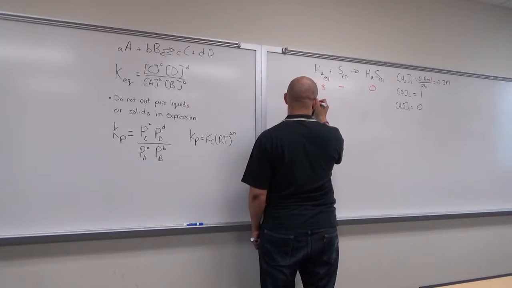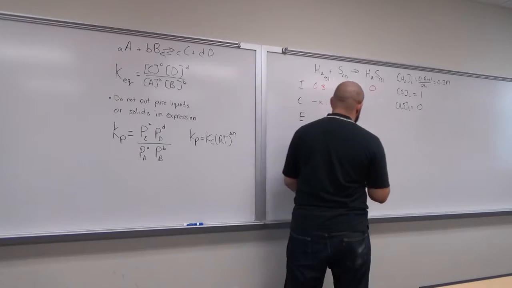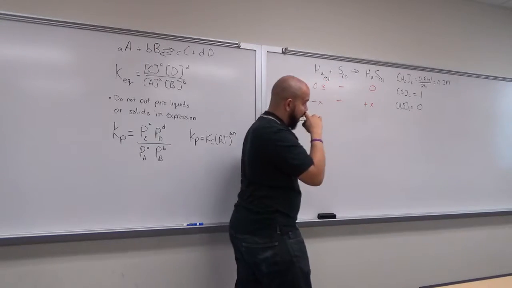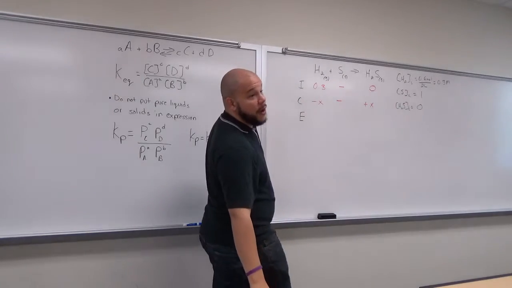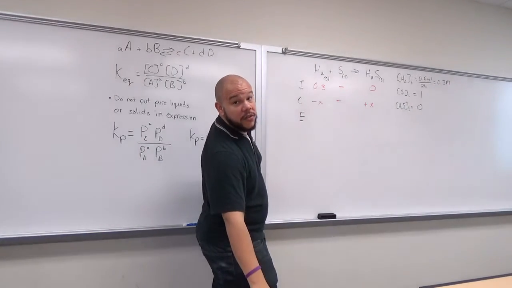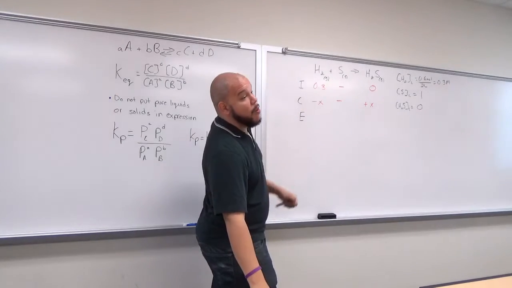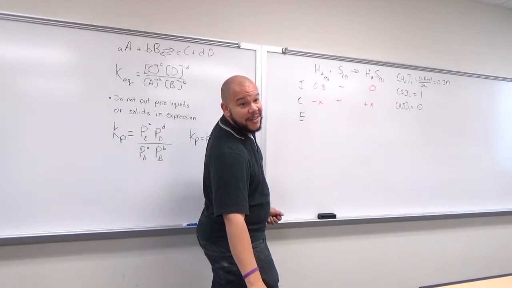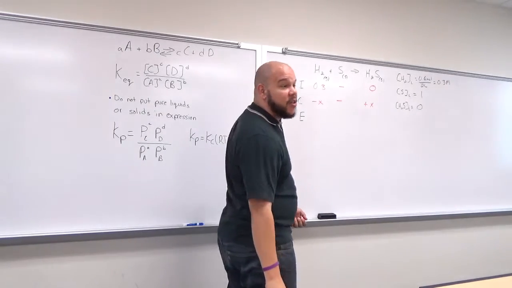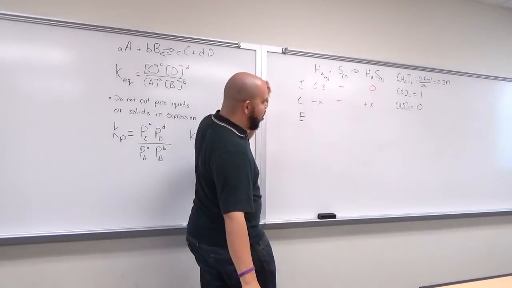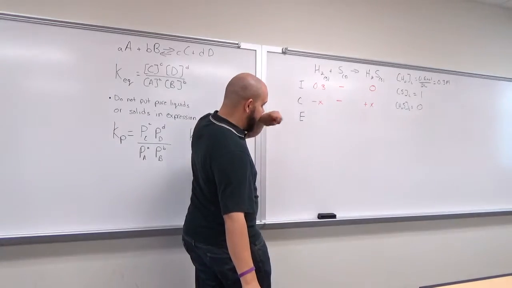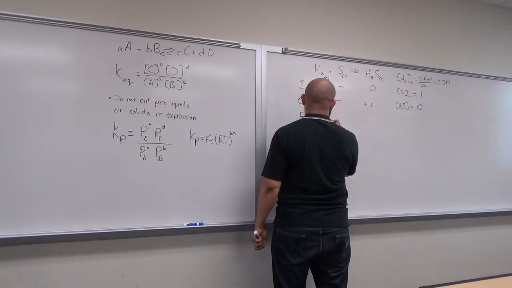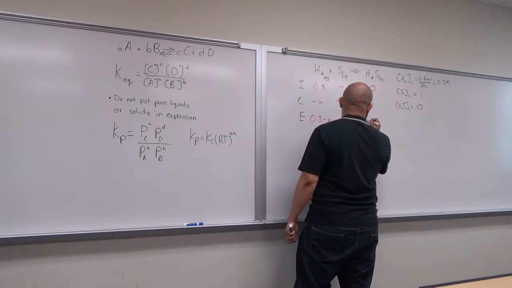Stoichiometry tells us that the change here is going to be minus X. The change here is going to be plus X. We're not worried about sulfur. Another reason we're not worried about sulfur is because we have more sulfur than we do hydrogen. So hydrogen is our limiting reagent to begin with. That's another reason that this problem works out, but you don't have to really think about that to get this right. So then we end up with 0.3 minus X and X.